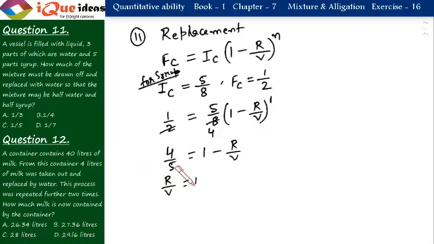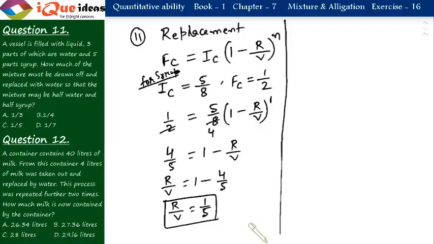So from here we get R by V is equal to 1 minus 4 by 5, which is R by V is equal to 1 by 5. So the replaced quantity is 1 by 5 of the volume. So the question says how much of the mixture must be drawn off? So the answer is 1 by 5. 1/5 of the mixture should be drawn off.